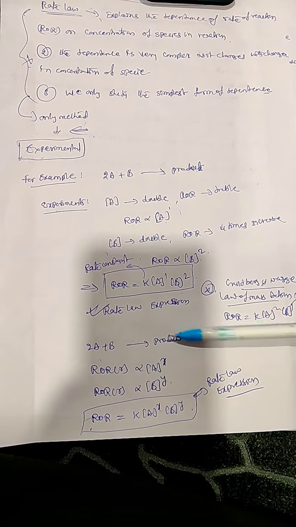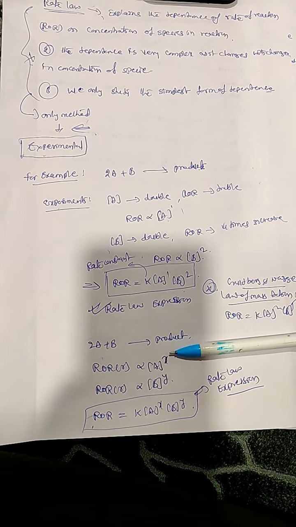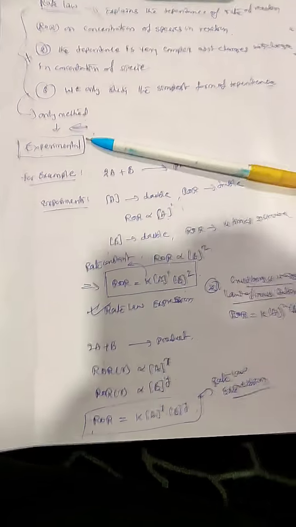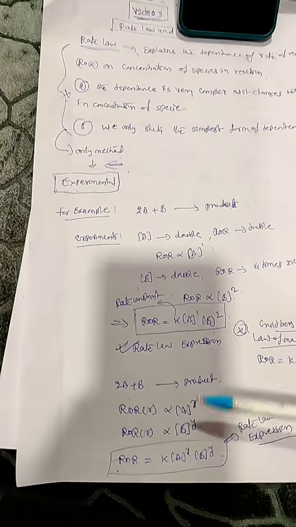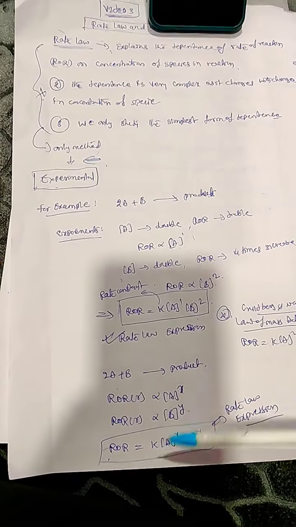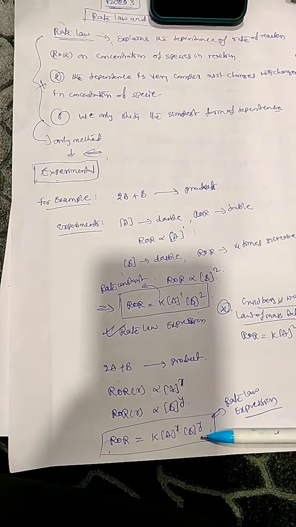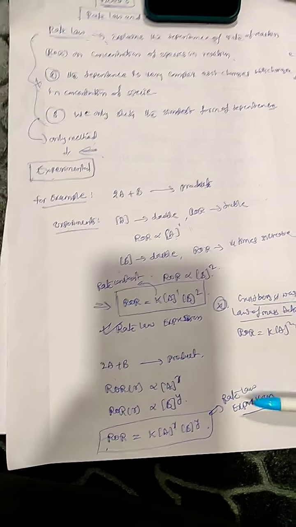If 2A plus B gives rise to products, the rate of reaction is directly proportional to the concentration of A to the power of X, and to the concentration of B to the power of Y. The rate of reaction is equal to K into concentration of A to the power of X into concentration of B to the power of Y. This is the rate law expression.